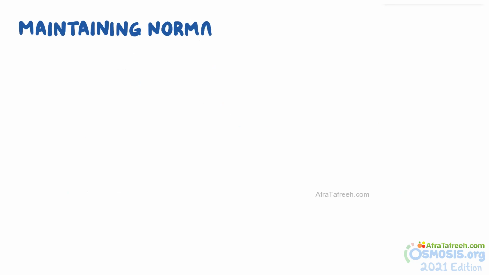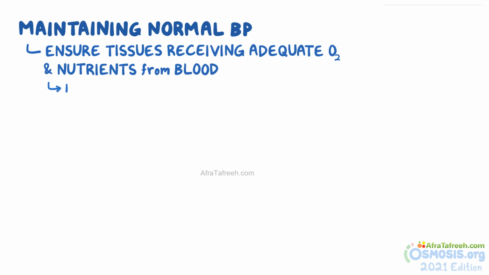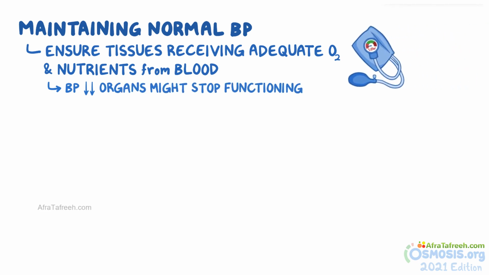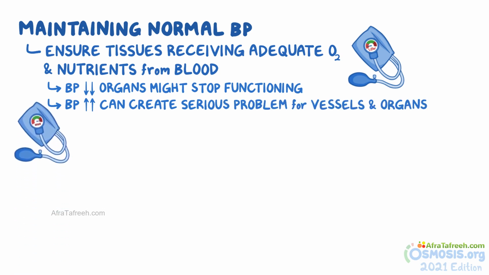Now, maintaining normal blood pressure is essential to ensure that tissues around the body are receiving an adequate amount of oxygen and nutrients from the blood. If blood pressure gets too low, the brain, heart, and other vital organs might stop functioning normally because they're not getting enough blood. In contrast, blood pressure that is too high can create a serious problem for the blood vessels and the organs they supply.